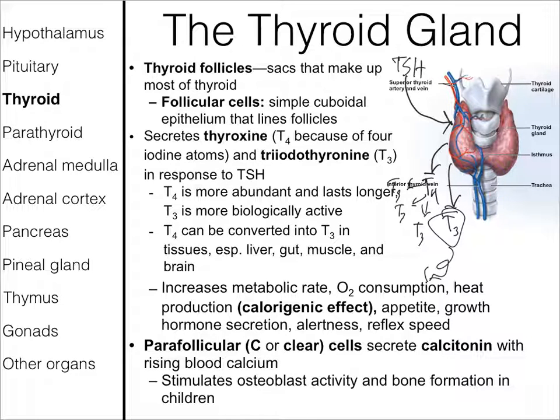The thyroid also contains what are called parafollicular or C or clear cells. These are involved in calcium metabolism. They're totally unrelated to the thyroid hormone axis, but we're talking about the thyroid gland, so I'm going to mention them. These cells secrete calcitonin that is going to stimulate your osteoblasts to take blood calcium and turn it into bone.